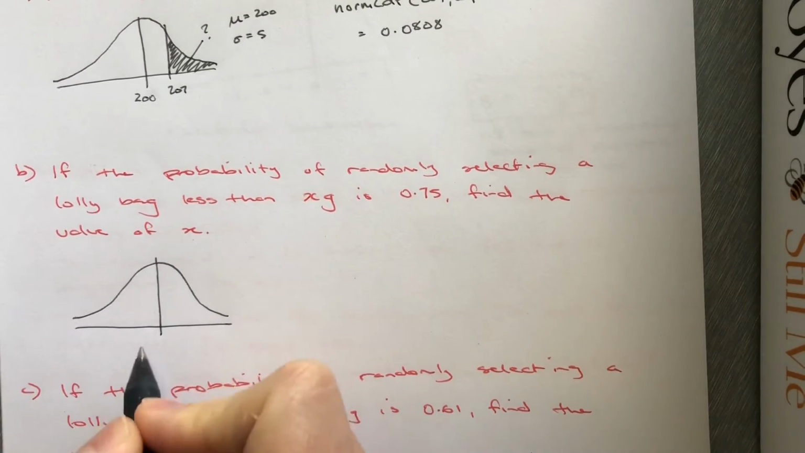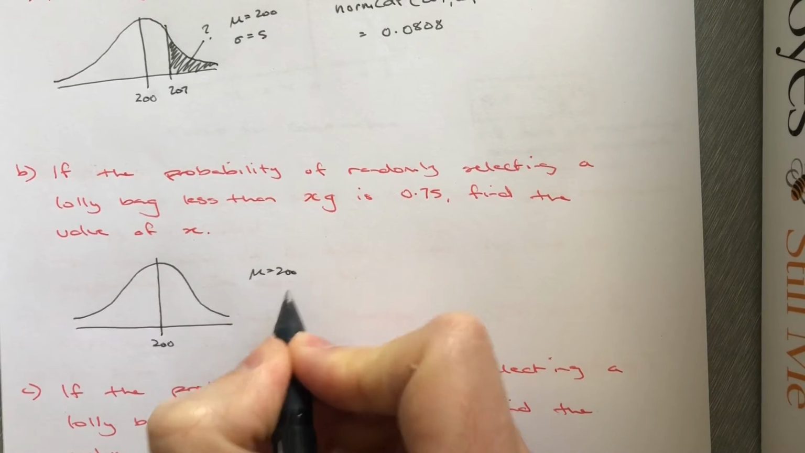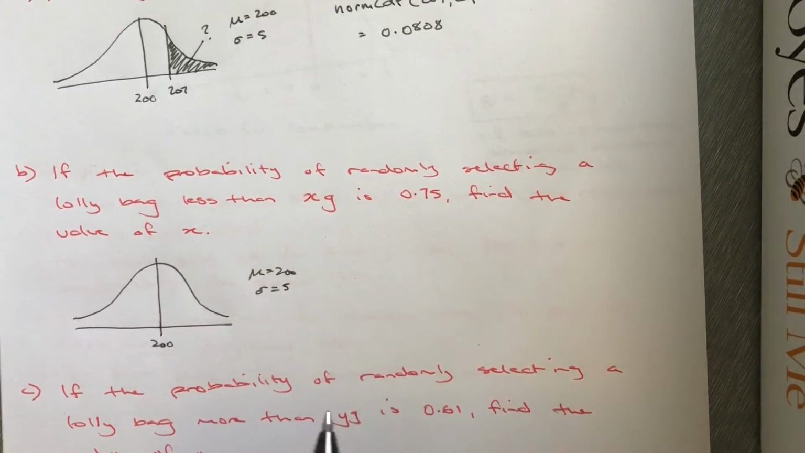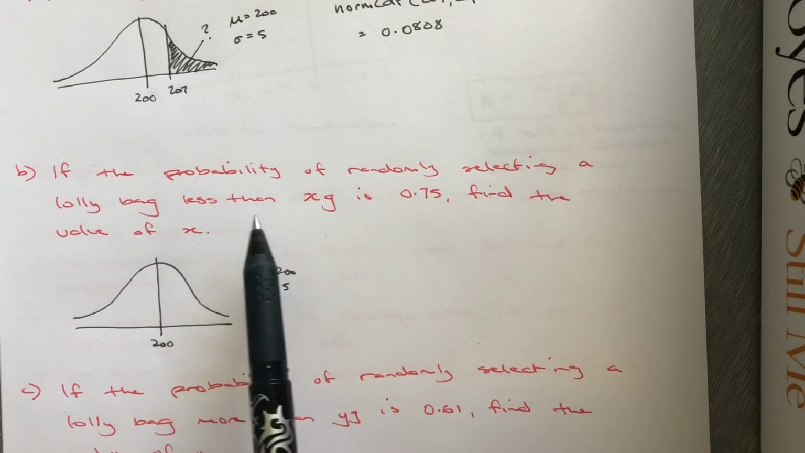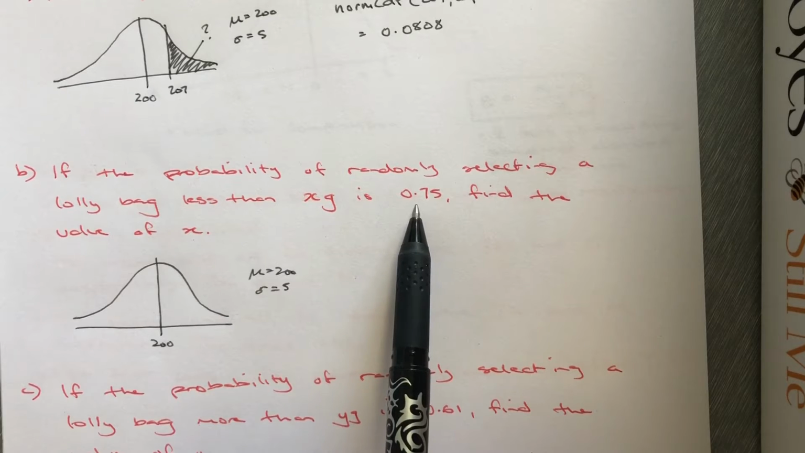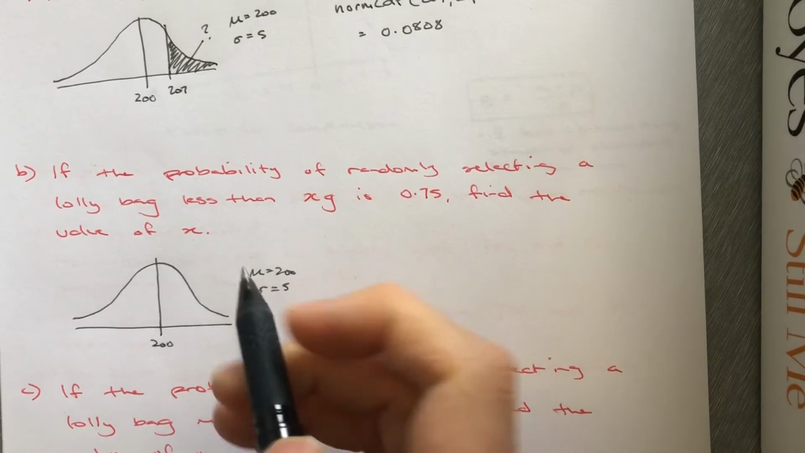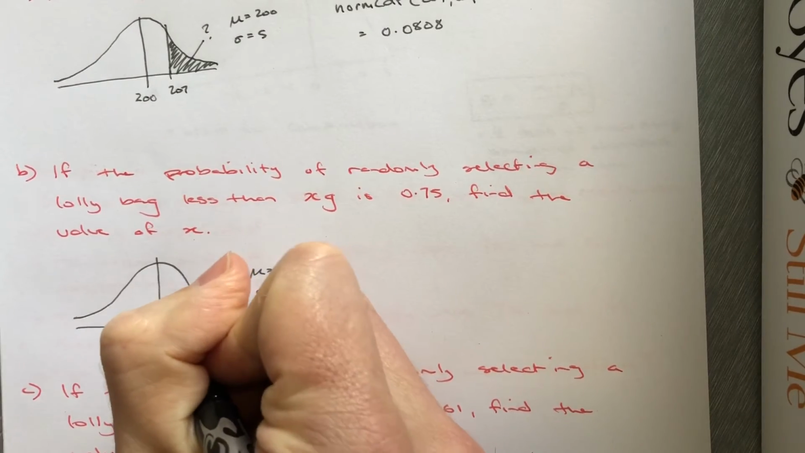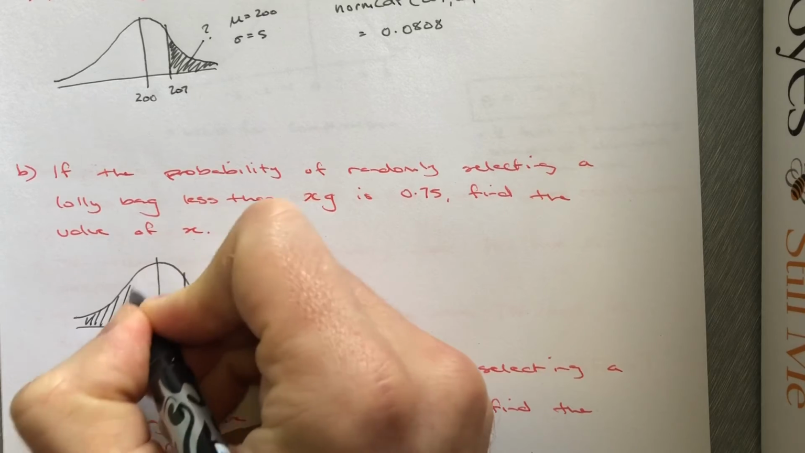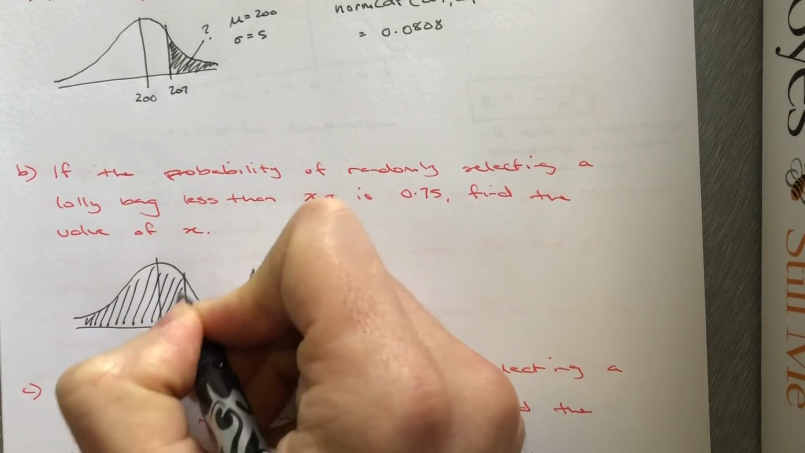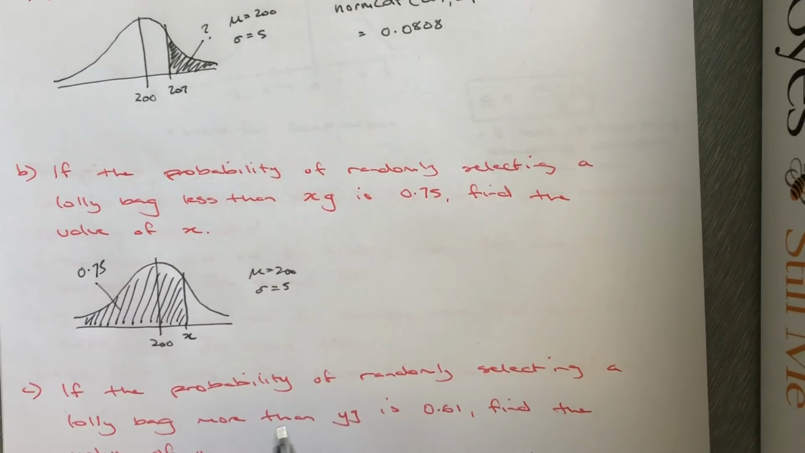Here's our distribution. Our mean we know was 200. Our standard deviation was 5. Right, and it said that if the probability of randomly selecting a lolly bag less than X grams is 0.75, right, so we need to shade 0.75, which is below X. So X will probably be about here. And we've got this whole part here shaded, and that comes to 0.75.